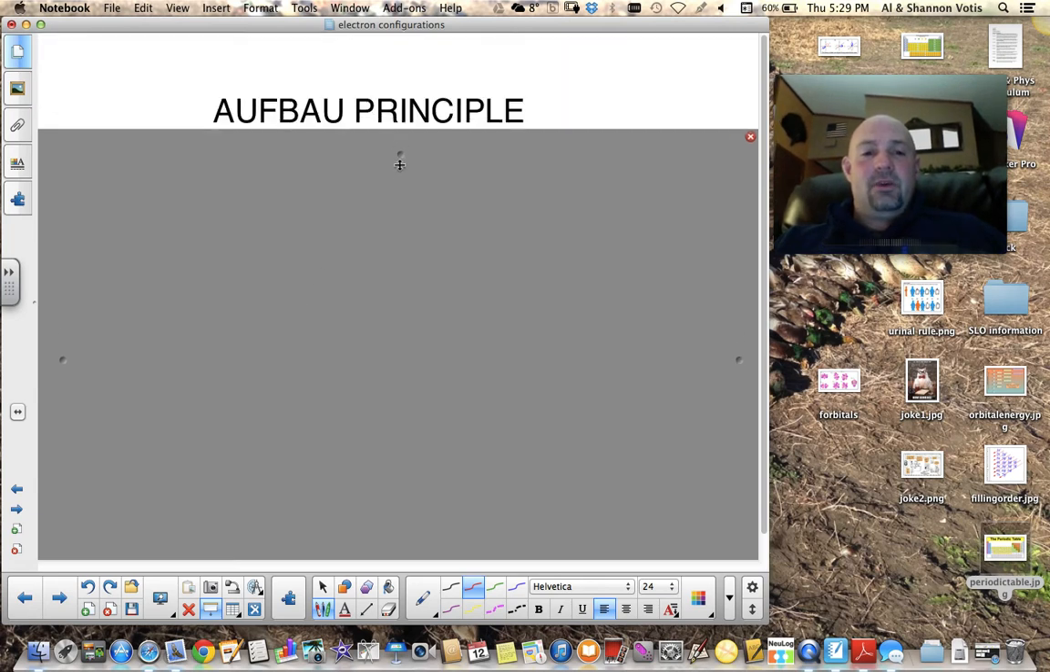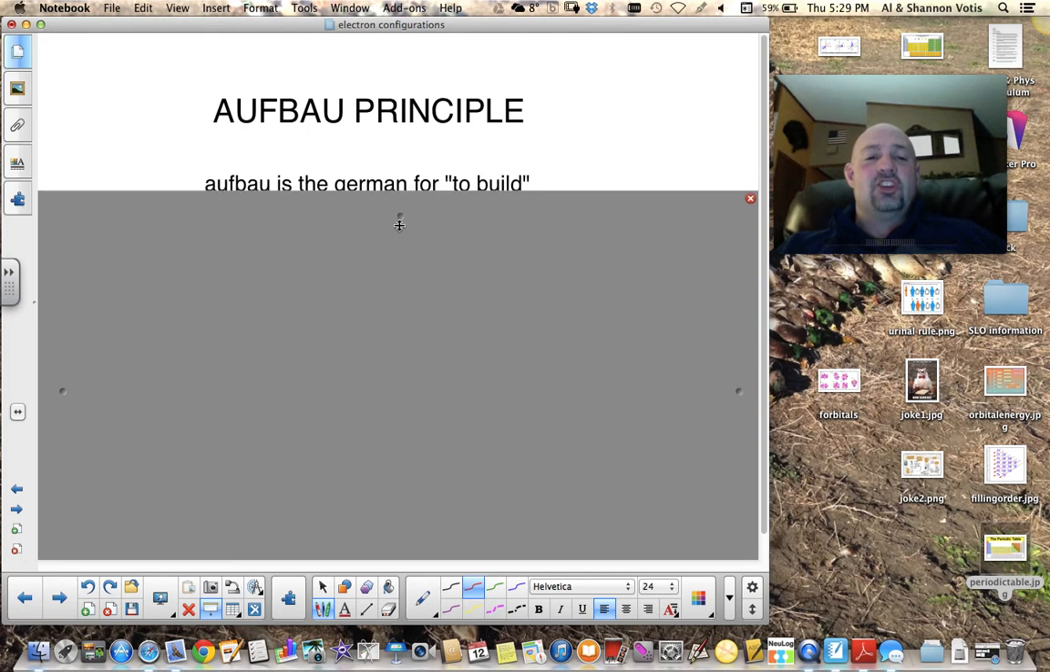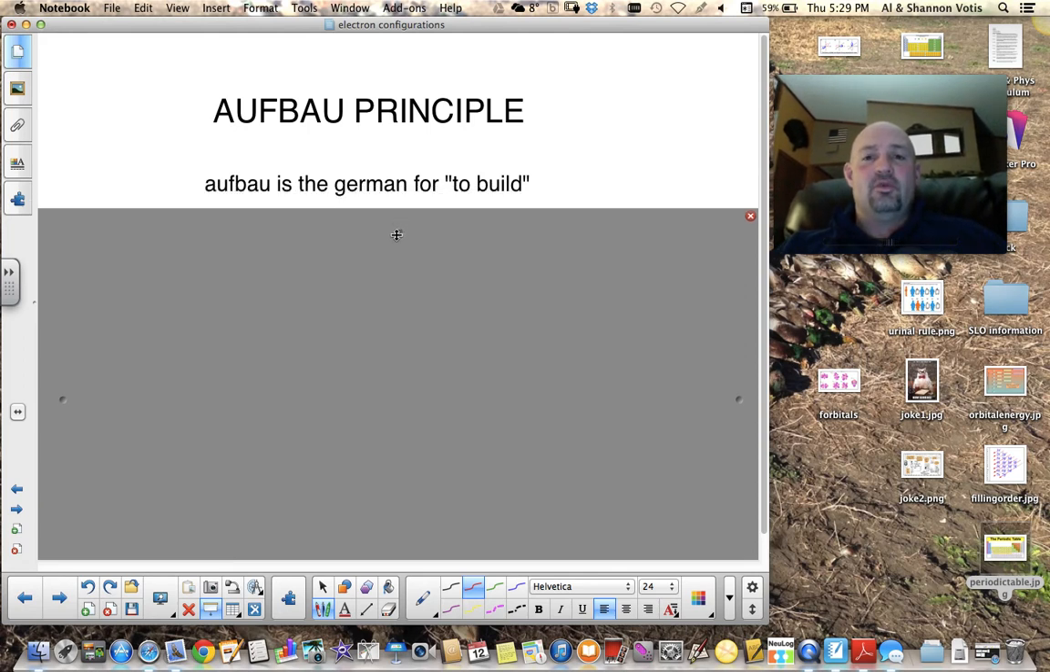Now, continuing on, what we really want to look at is how we put electrons in the atom. There are 3 basic rules we need to follow when we put electrons in. The first rule is called the Aufbau principle, or sometimes the Aufbau process. That word, Aufbau, is kind of a weird-sounding word, but it's actually a German word. It's the German verb to build. So we're talking about the building principle in this case.